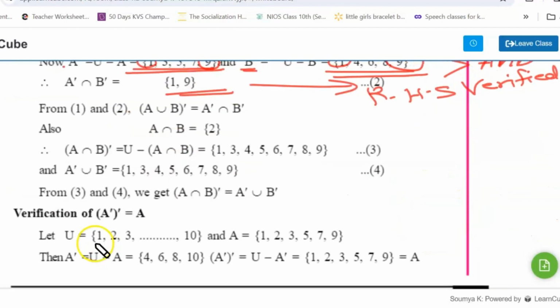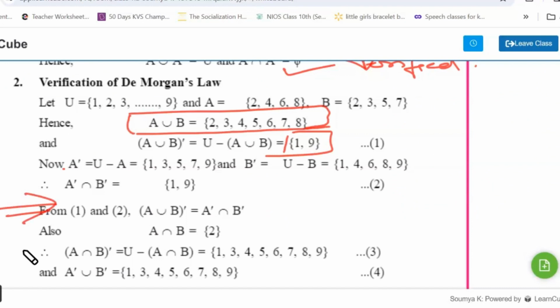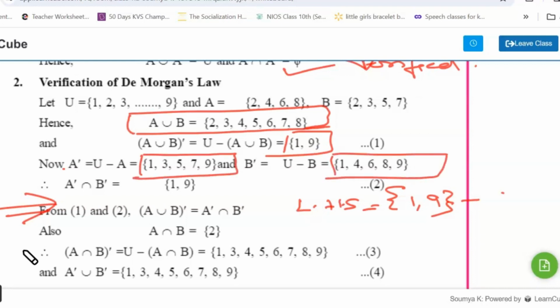The next law, the second De Morgan's law, is this one. On the left hand side, A union B complement, the result is 1 and 9. And the right hand side is A complement intersection B complement. So A complement when found separately was this one, and B complement was this one, and you have to find their intersection. If you find the intersection, again you are getting the same thing, 1 and 9. So the second law is also verified.